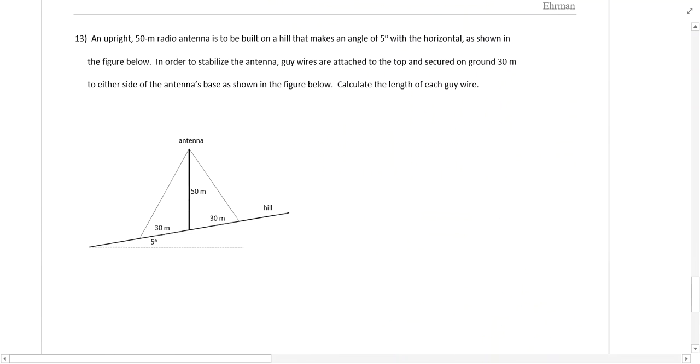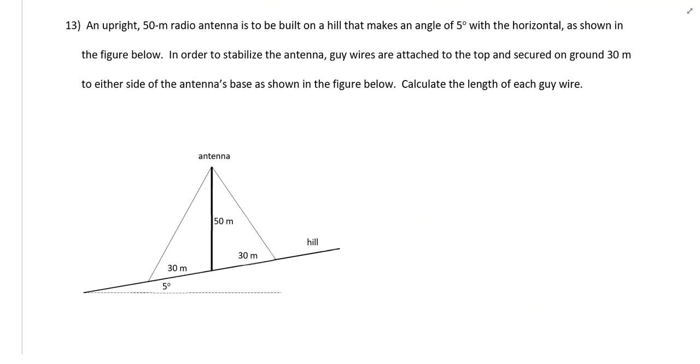Let's try our last example. An upright 50-meter tall radio antenna is to be built on a hill that makes an angle of 5 degrees with the horizontal, and that's indicated in the figure below. In order to stabilize the antenna, guy wires are attached at the top and secured to the ground. Calculate the length of each guy wire. So we're looking for essentially this length, and we have ourselves a non-right triangle that's formed.